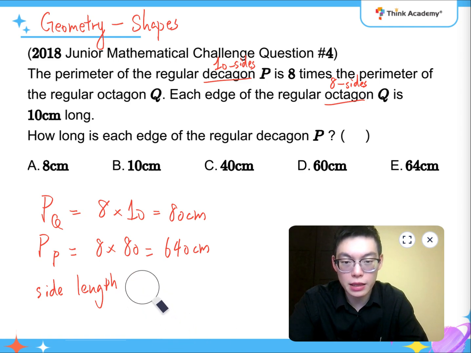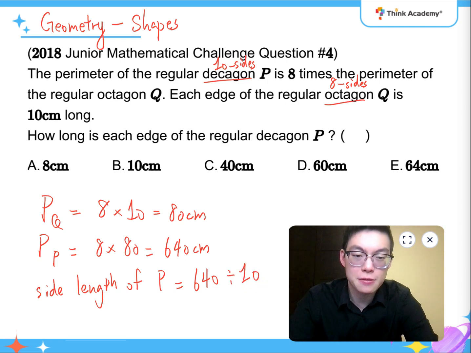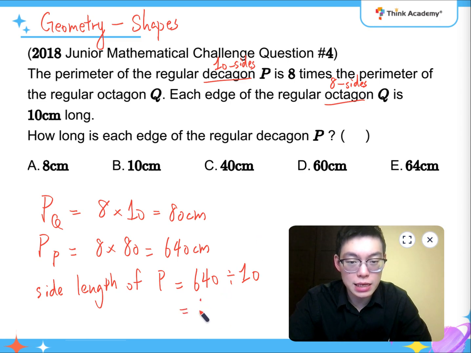let's say side length of P, is grammatically more correct. It's going to be the perimeter divided by the number of sides it has, which is 10. So the answer is going to be 64 centimeters, which is going to be E.